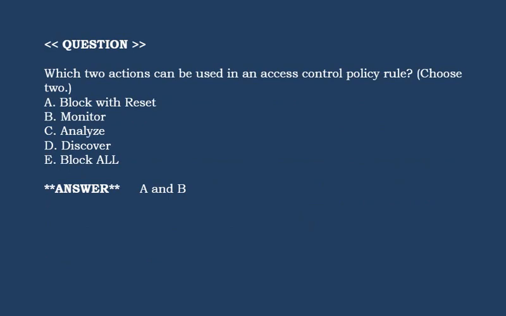Next question is, which two actions can be used in an access control policy rule? Choose two options. Option A. Block with reset. Option B. Monitor. Option C. Analyze. Option D. Discover. Option E. Block all. Correct answer is option A and option B.